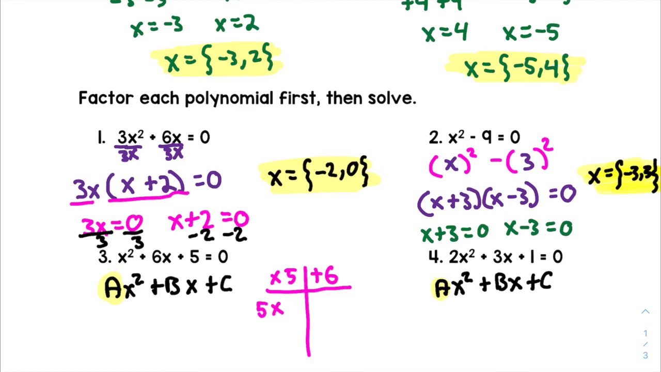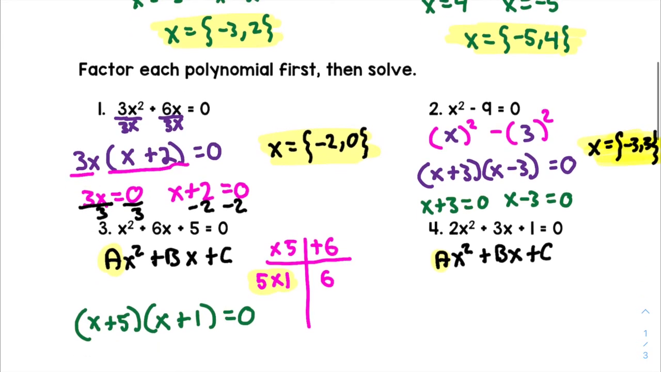Since I know 5 times 1 is 5, and those digits add to 6, these are the pair of numbers that we're going to use to write our factors. When we're factoring a trinomial, our factors will be 2 binomials, in which case we will have x plus 5 times x plus 1. Remember, we could always double check to see if our factored form is correct by multiplying x plus 5 times x plus 1 and making sure we arrive at our original expression.